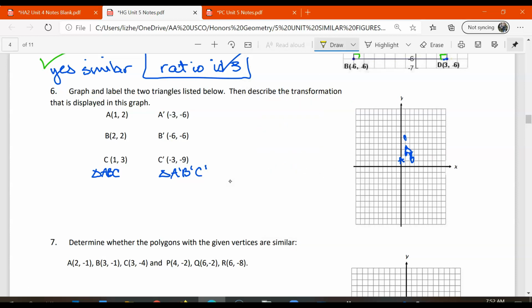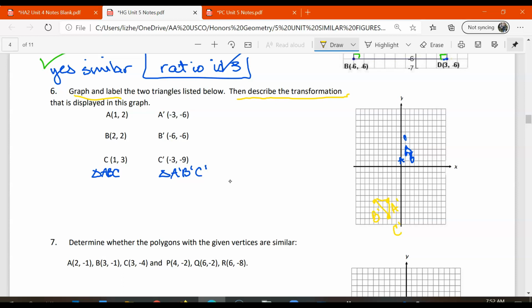Doing the other one, we have -3, -6, 2, 4, I think that's 6, wait, 2, 4, there's 6. There's A prime, -6, -6, there's B prime, and then C is -3, -9, and there's C prime. So we have these 2 triangles. It says graph and label them, so we did that. It says describe the transformation that is displayed.